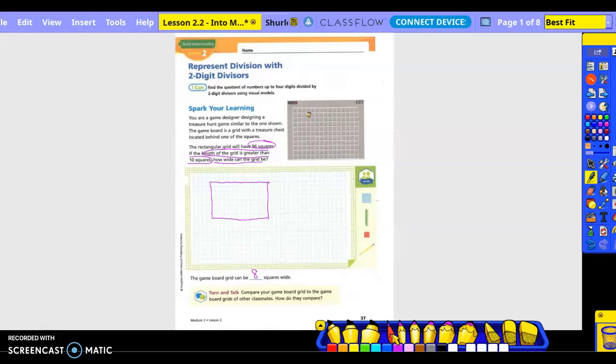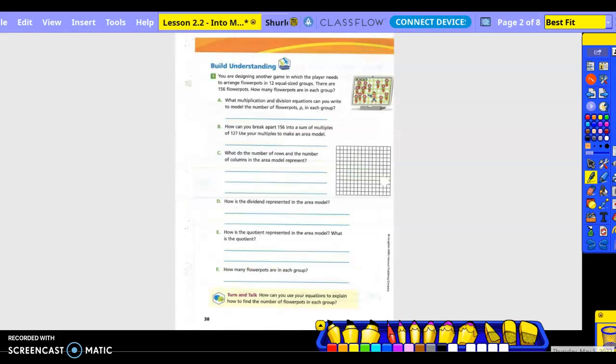Okay. Build understanding number 1. You are designing another game in which the players need to arrange flower pots in 12 equal sized groups. There are 156 flower pots. How many flower pots are in each group? So there's 12 equal sized groups, 156 flower pots. How many flower pots are in each group?